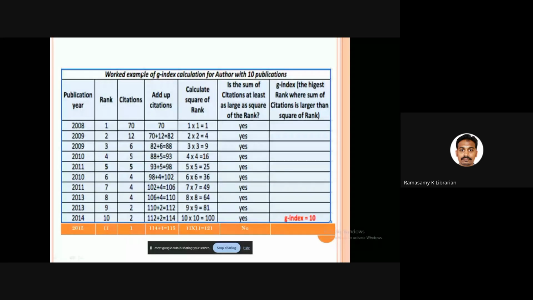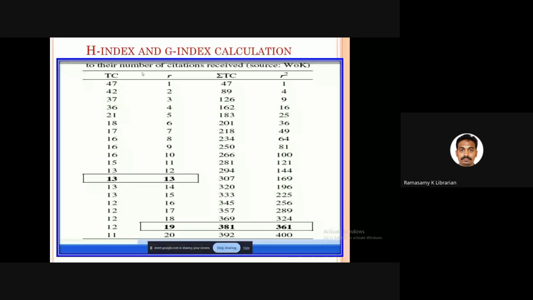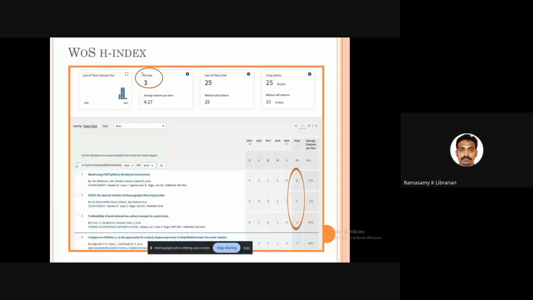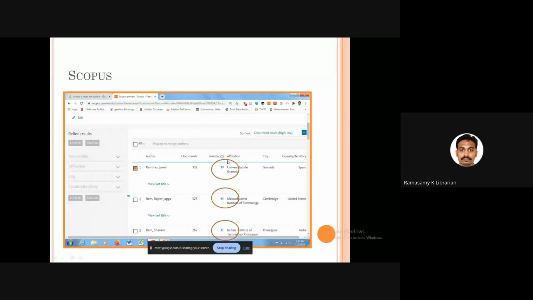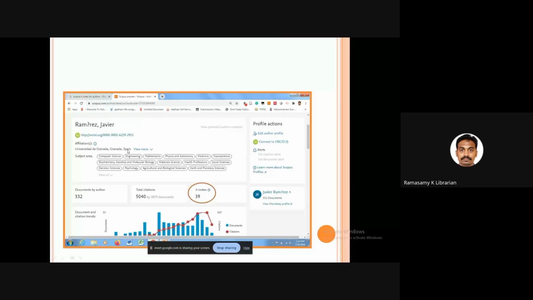So this way we can calculate G index for the authors. Good. Sir, where can I find all these indices? For example, go to Web of Science. Web of Science explicitly gives you the H index of each and every individual author. The same way, go to Scopus. In Scopus, there's an option for author search. You search for any author and they provide H index for each and every author. You can find it in Scopus.